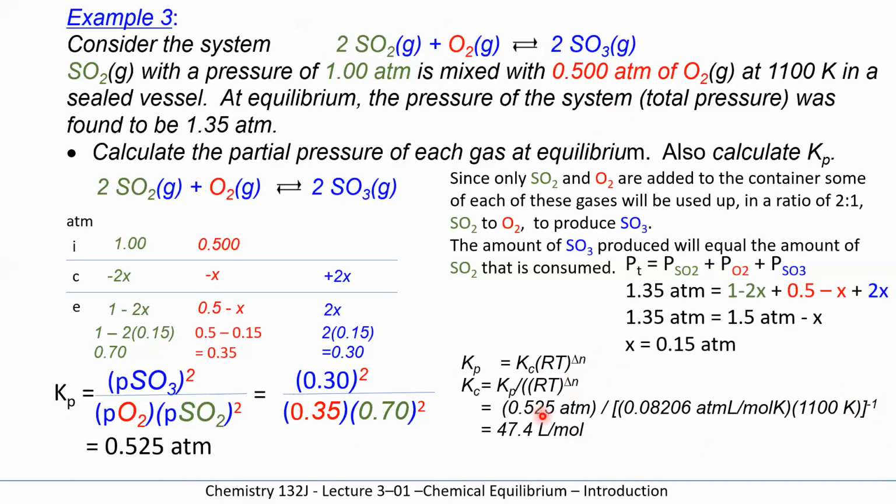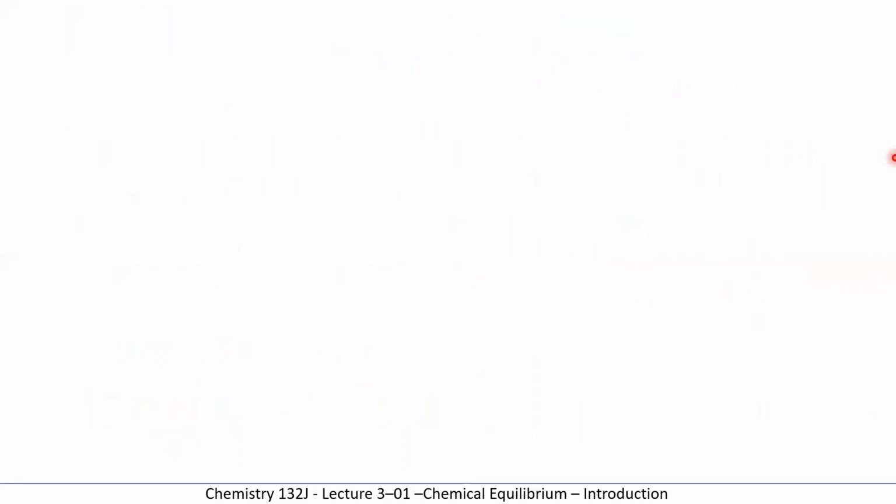And so if we take 0.525 and divide it by 0.08206 times 1100 K, take all that to the power minus 1, then we end up at 47.4 liters per mole, the value of Kc. Again, I'm showing it's a decrease in the moles of gases right here, which I've already talked about.